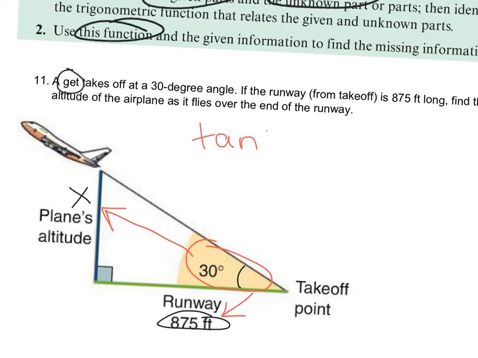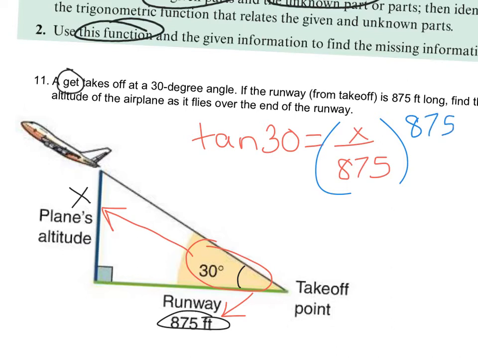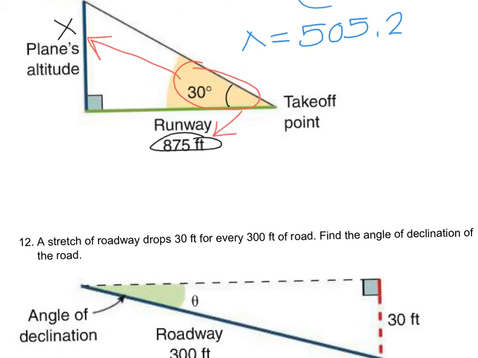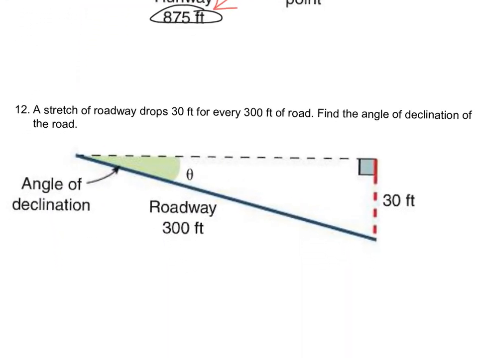Tangent of the angle is equal to the opposite divided by the adjacent. And then to get your x alone, you'd have to multiply both sides by the 875. And you can do that directly in your calculator by taking 875 times tangent of 30 degrees. And you will find that at the end of the runway, the plane is 505.2 feet high. Let's look at one more similar to this.